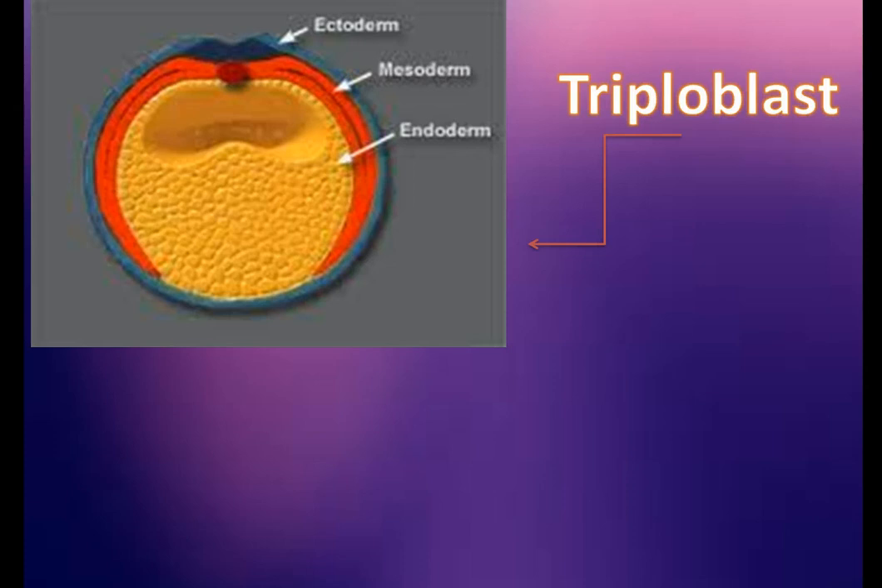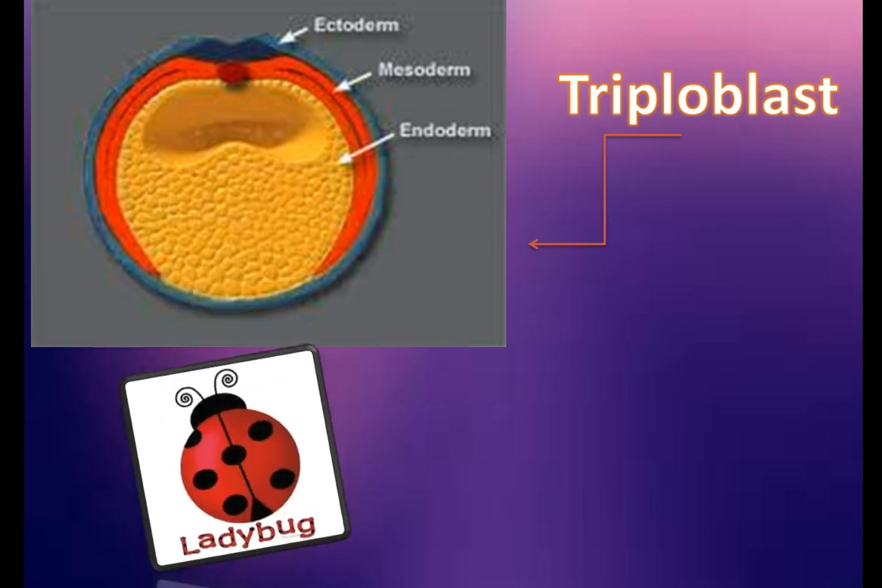They have three layers: the ectoderm, which becomes the skin, the endoderm, which forms the digestive tract, and the mesoderm, which forms the muscles, circulatory system, and bones. From here, the animal develops into anything from a ladybug to a walrus.